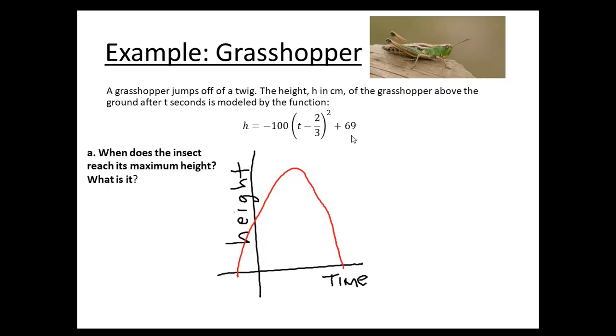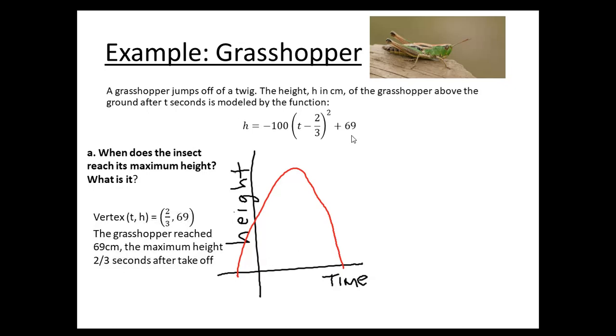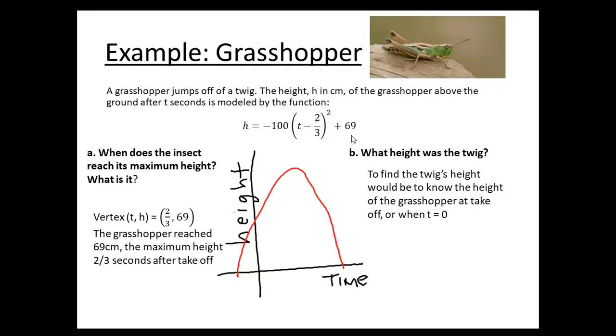When does the insect reach its maximum height, and what is the maximum height? Well, we have already identified that the vertex is (2/3, 69). So interpreting that, we can say the grasshopper reached 69 centimeters, which is the maximum height, 2/3 of a second after taking off.